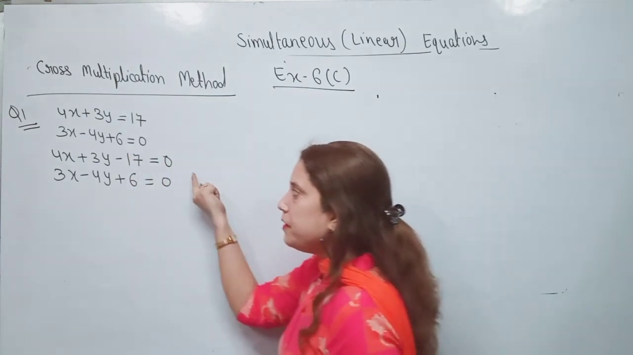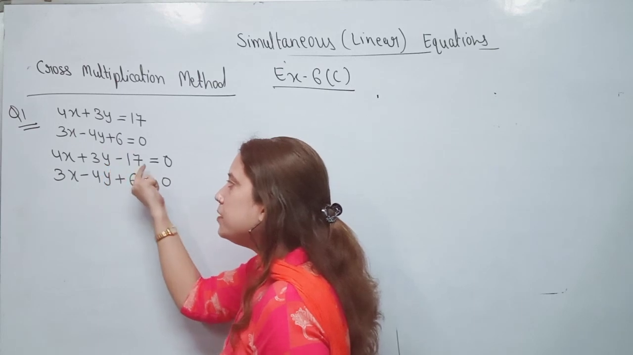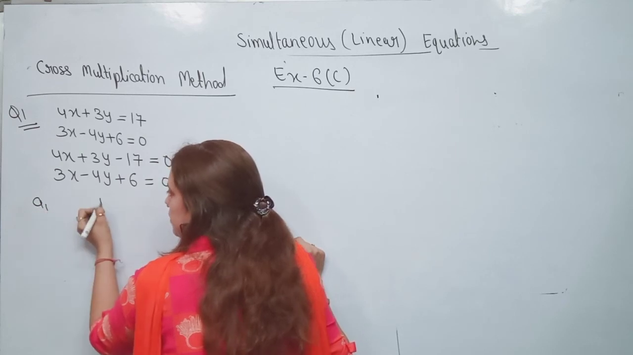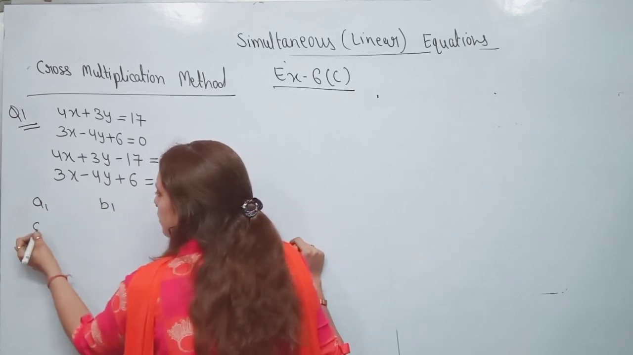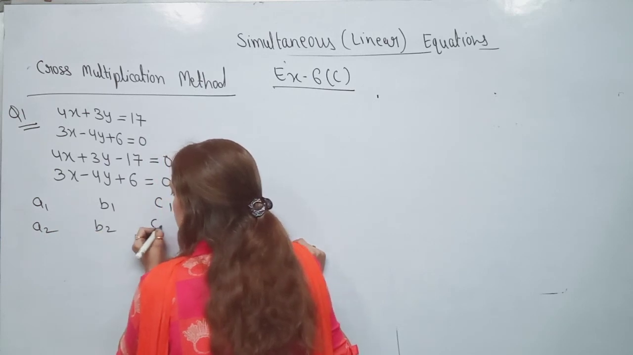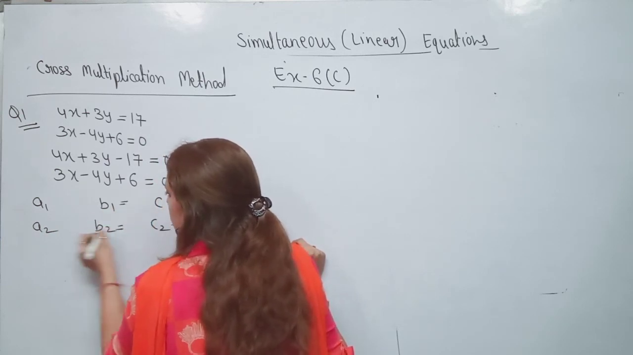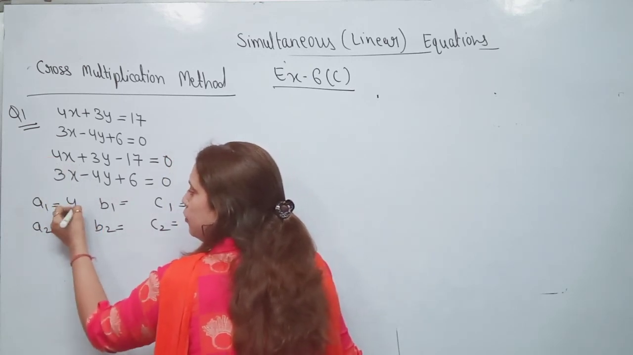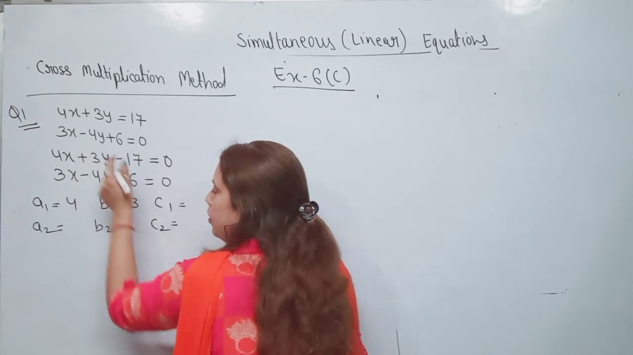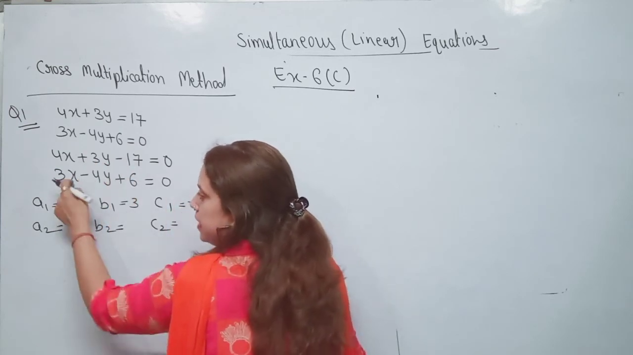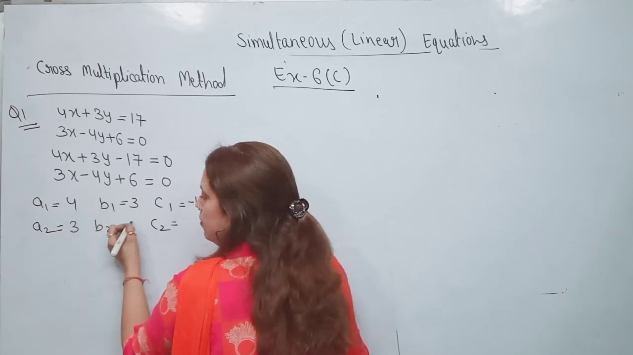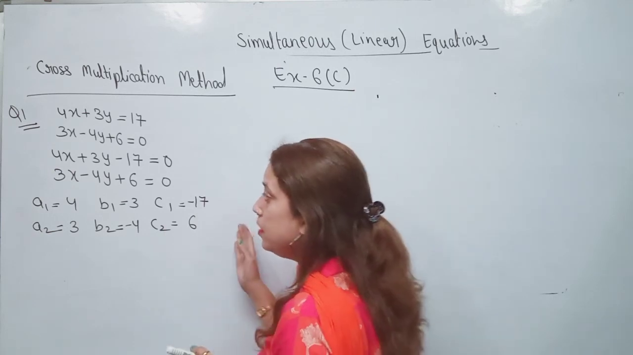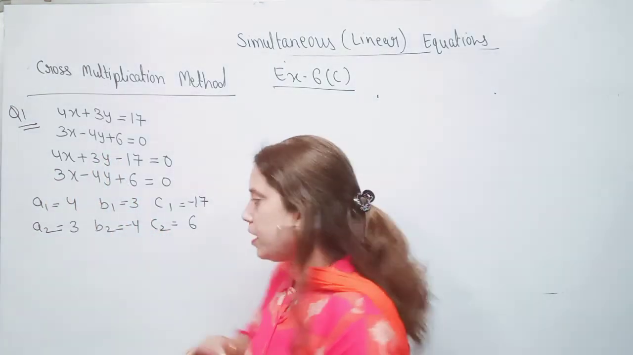After that, first we write down the values of a1, b1, c1, a2, b2, c2. What is the value of a1? In the first equation, the coefficient of x is 4, the coefficient of y is 3, and the constant term is minus 17. In the second equation, they are 3, minus 4, and c2 is 6. We will take the coefficients with their signs. Okay beta?